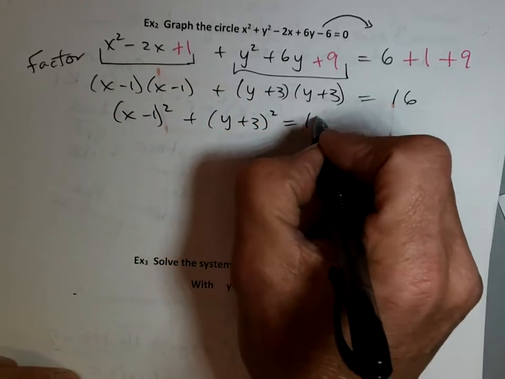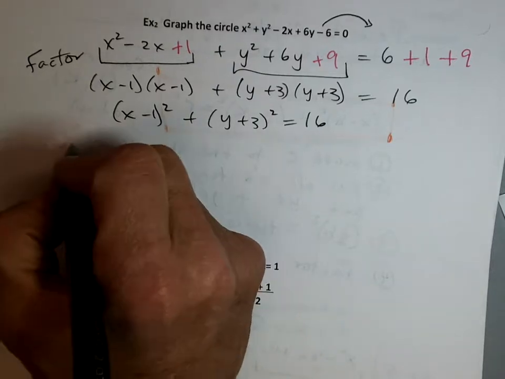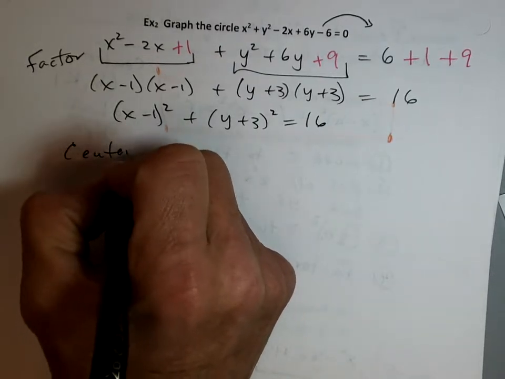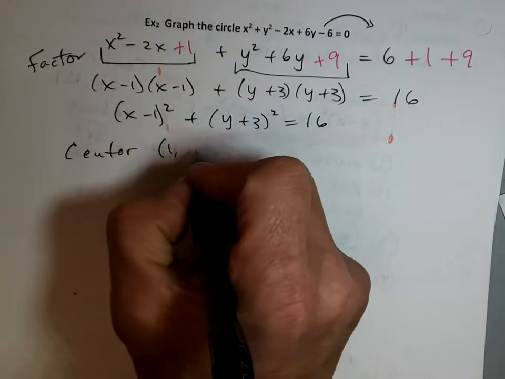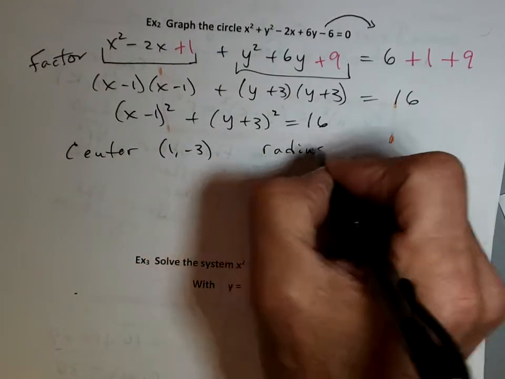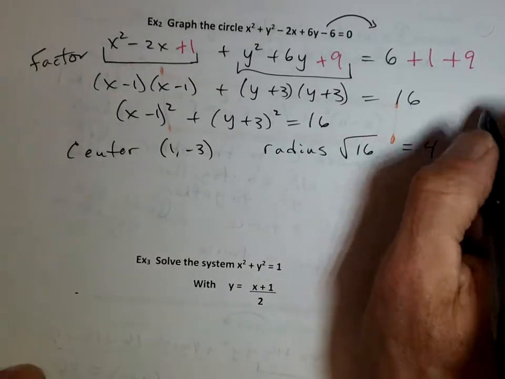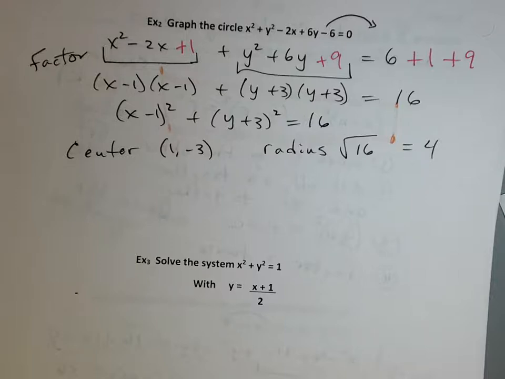And if I'm going to graph it, let me go ahead and list, and borrow Katie's paper. Thanks, Katie. First of all, I know my center is at 1, -3. I know my radius is the square root of 16, which is 4. Right? Now it's easy. It's easy.